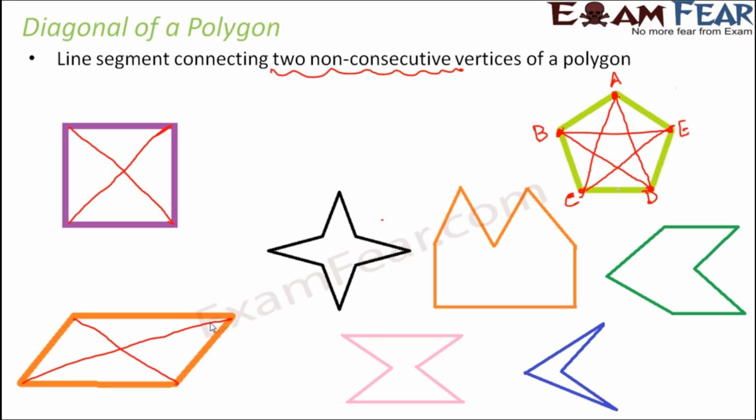Now you can try drawing diagonals for all of these polygons. Now they are all polygons with multiple number of sides. So try to draw diagonals for all of them. So that would not only help you to practice but also help you in better understanding of diagonals.